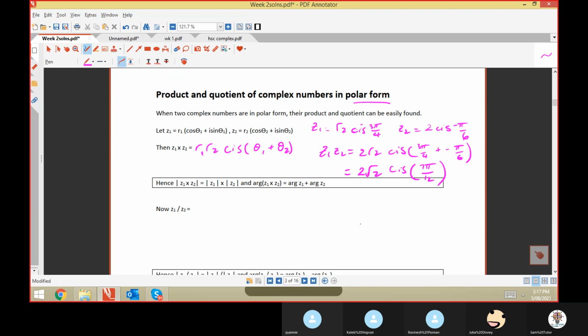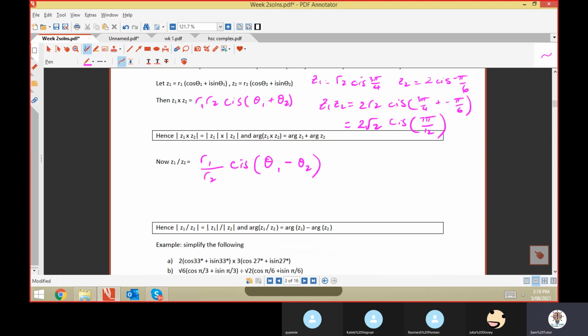Any questions? No. And obviously, what do you do when you divide? You get to take a wild guess. R1 over R2 cis theta 1 minus theta 2. So when you divide, you subtract your angles, and obviously you divide your moduli. Okay, nice and simple.